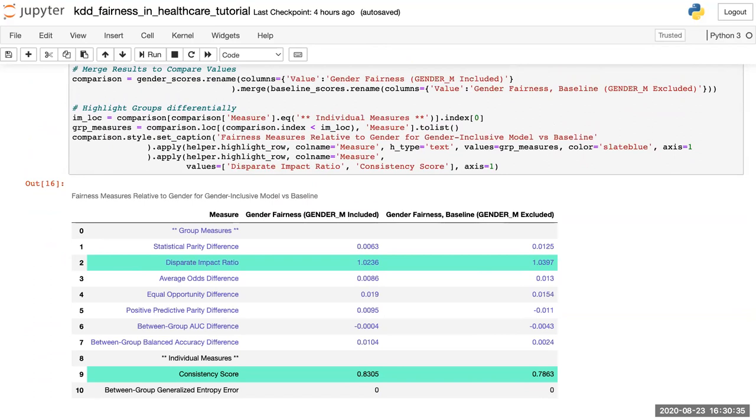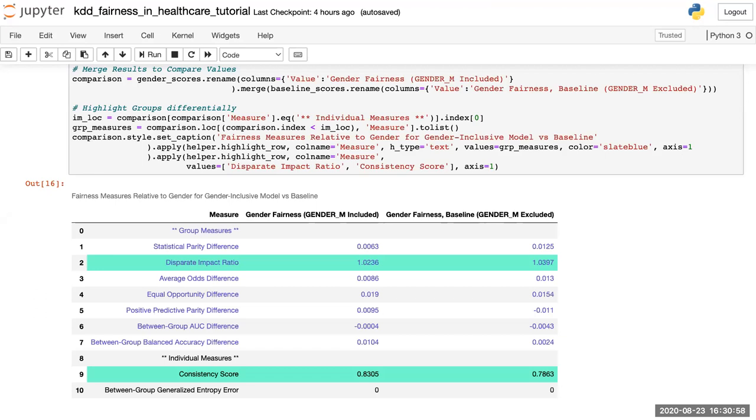In the far left, you'll see the name of the measure in question. In the middle are the values for the attributes inclusive model, the one that included gender as a feature. And similarly, in the right-hand column are the measures for our baseline model, which excludes that feature. And remember, these are measure values relative to the gender attribute. So you can see that the measures for these models are very close.